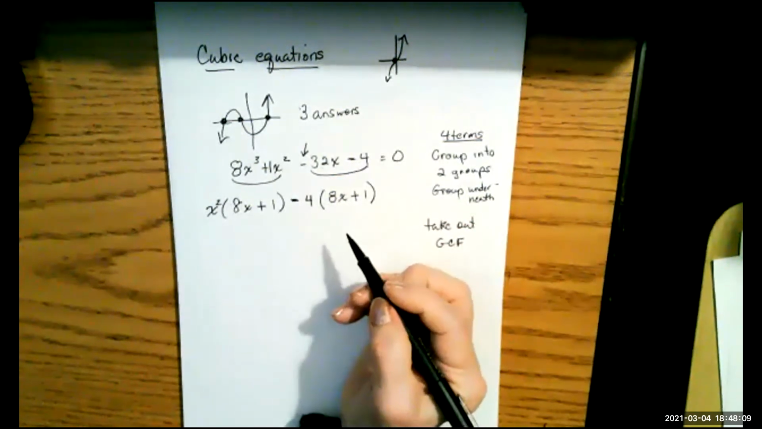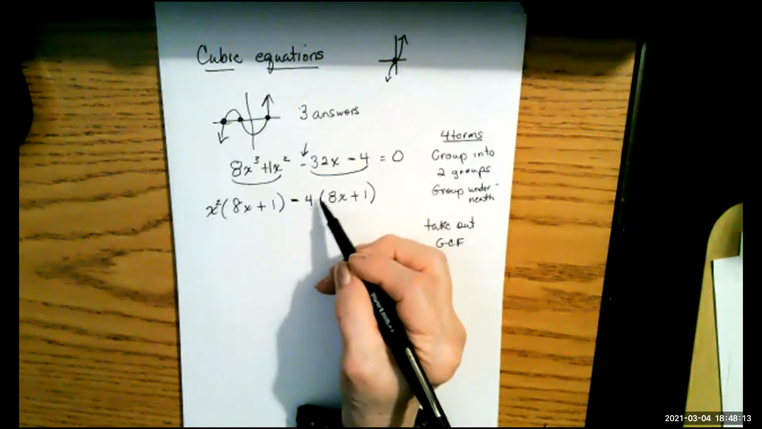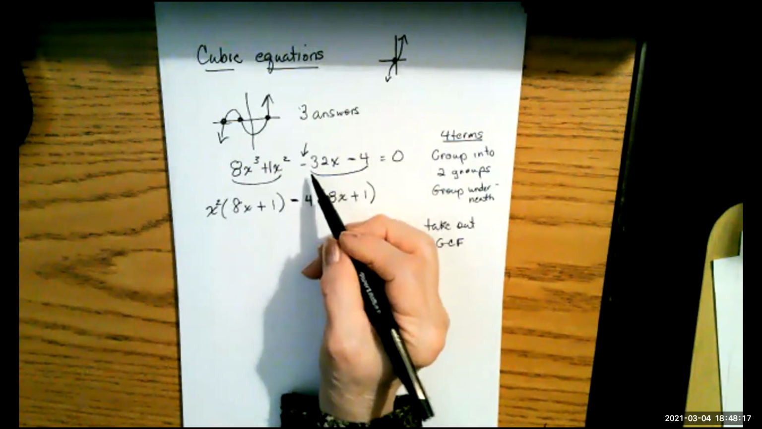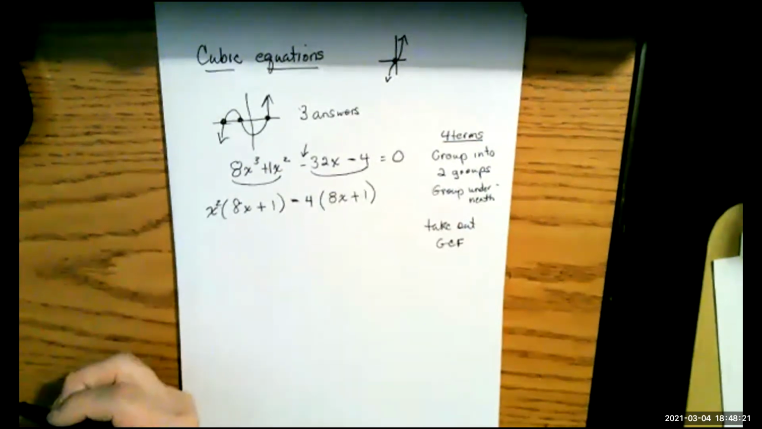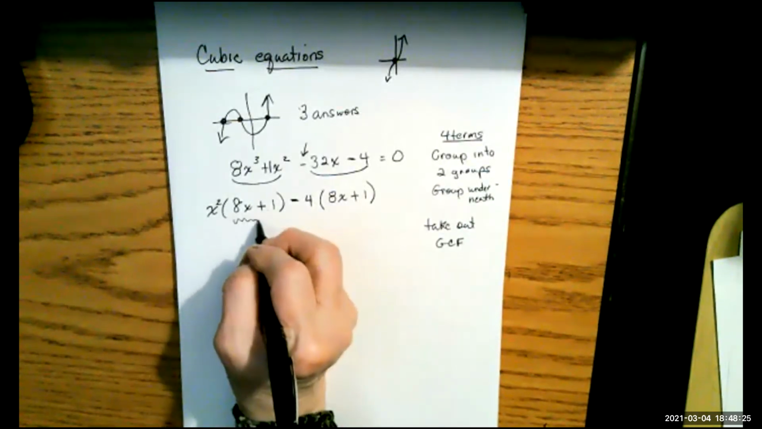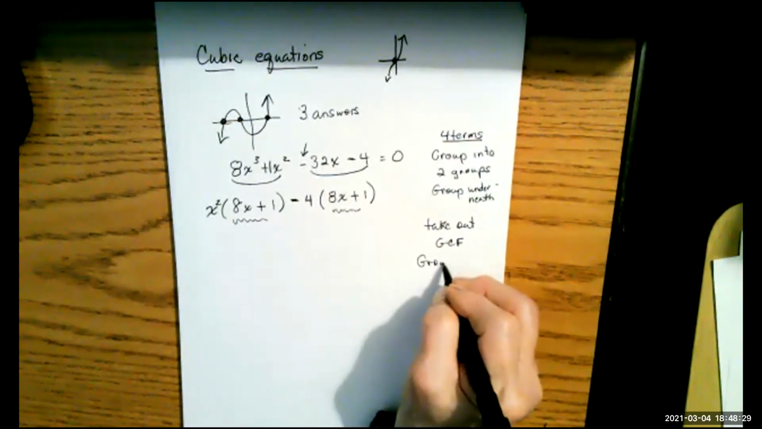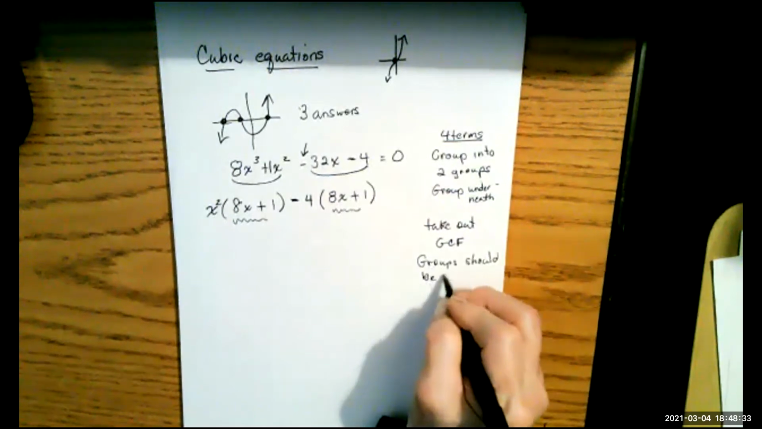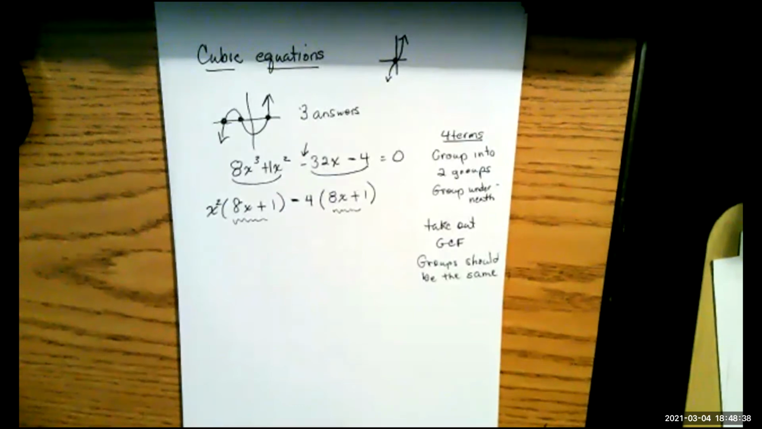Now go backwards before you go further and see if you got the right answer. -4 times 8x is -32x. And -4 times +1 is -4. So that's the correct factoring. You will also know if you factored correctly if these two little groups are the same. The groups should be the same. If they are not the same, you have something wrong.